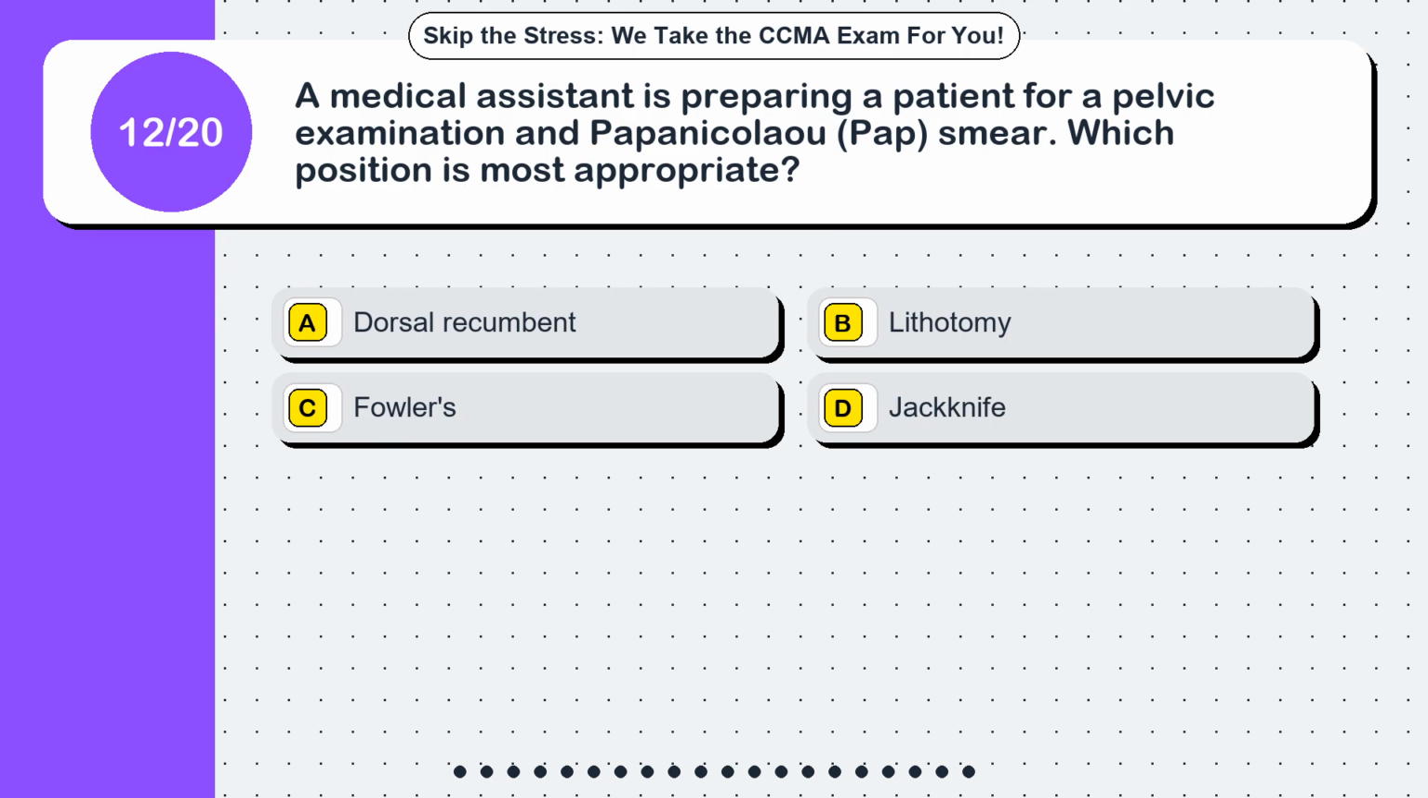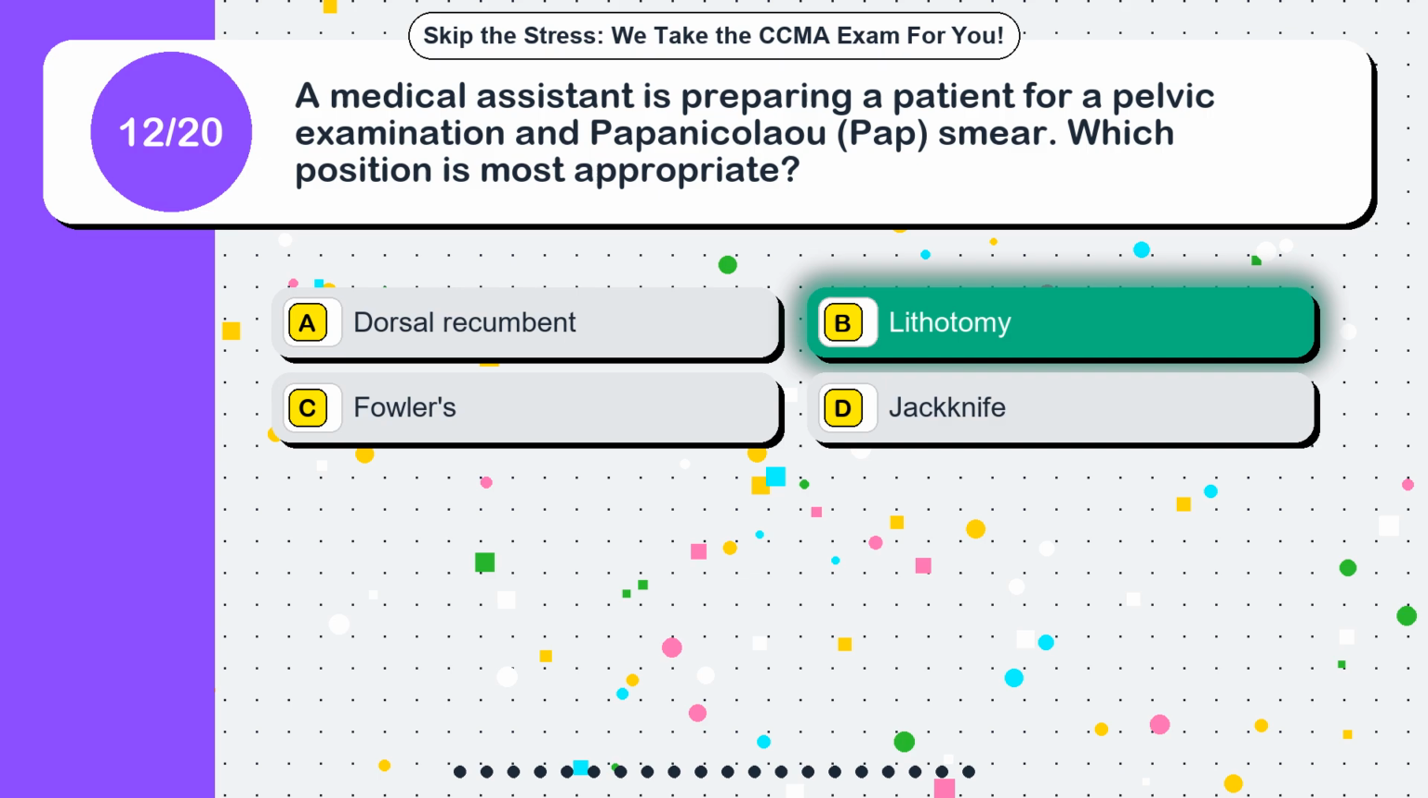Question 12. A medical assistant is preparing a patient for a pelvic examination and Papanicolaou, Pap, smear. Which position is most appropriate? Option A: Dorsal recumbent. Option B: Lithotomy. Option C: Fowler's. Option D: Jackknife. The correct answer is option B, lithotomy.